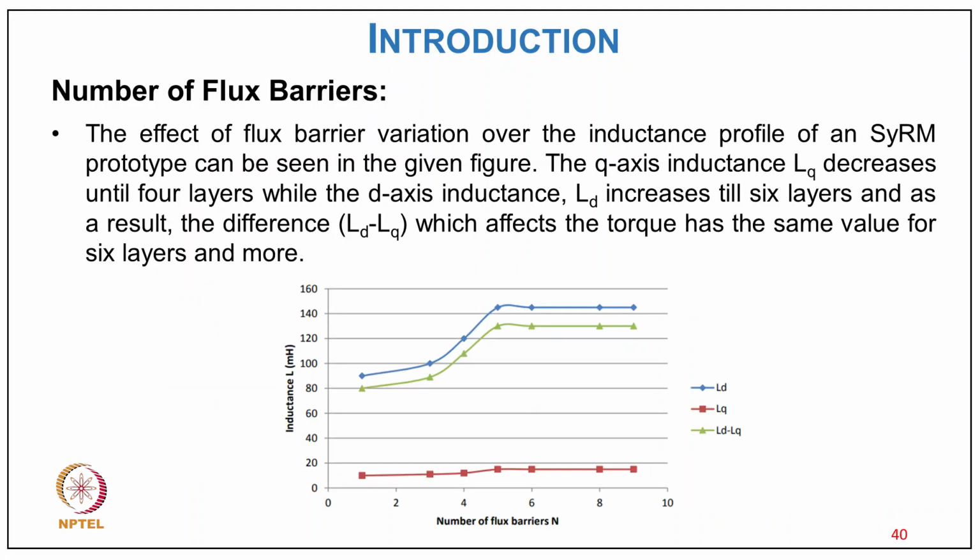The effect of flux barrier variation over the inductance profile of a synchronous prototype can be seen in the given figure. The Q-axis inductance LQ decreases until 4 layers, while the D-axis inductance LD increases till 6 layers, and as a result, the difference LD-LQ, which affects the torque, has the same value from the 6th layer onward. So that's the reason 6 layers is supposed to be the optimum for this LD-LQ selection.